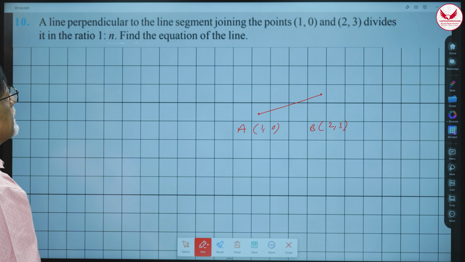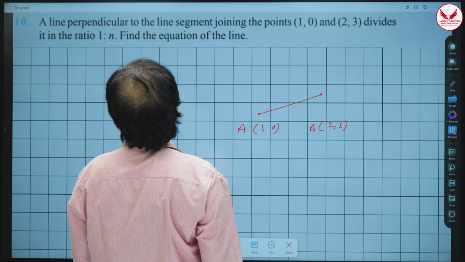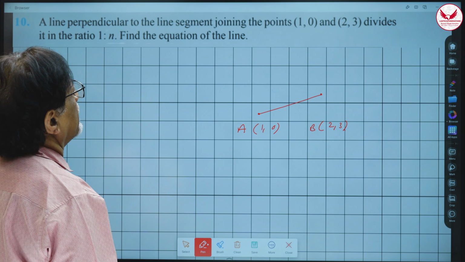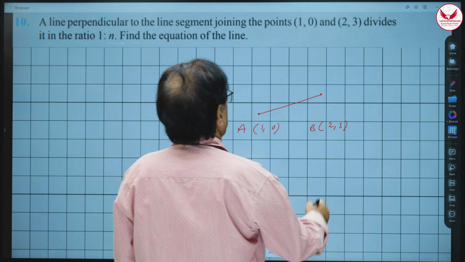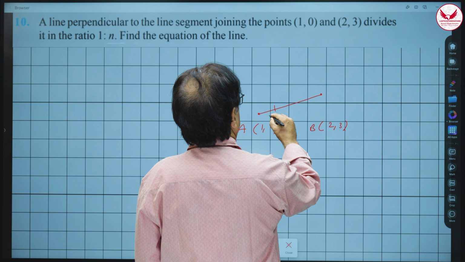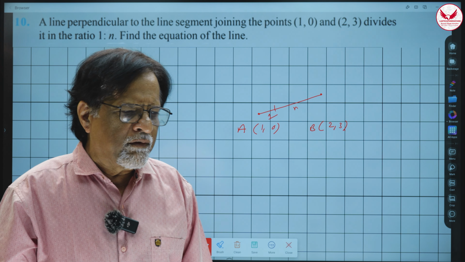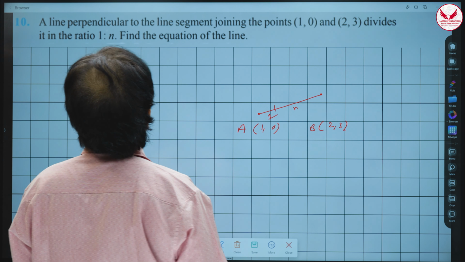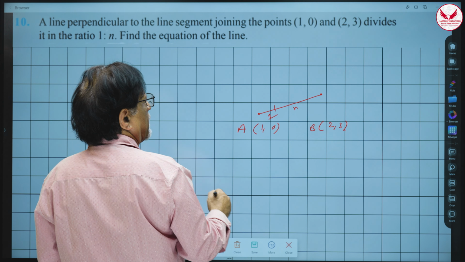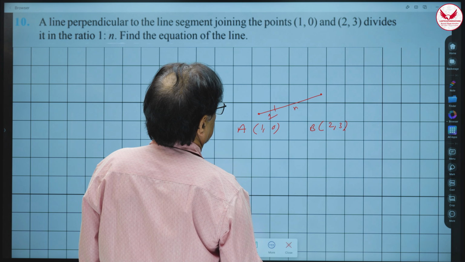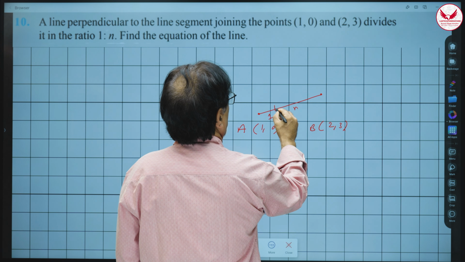Okay. Now there is a line we want to draw which is perpendicular to this line. So what we are going to do is this, that is going to divide the entire line into the ratio 1:n, right? That means the ratio is say 1:n. In other words, this entire line has been divided into n plus 1 parts. And using a section formula, we want to know the coordinates of this point.